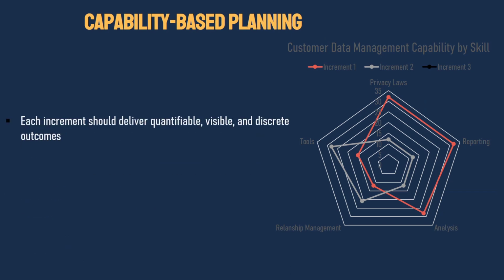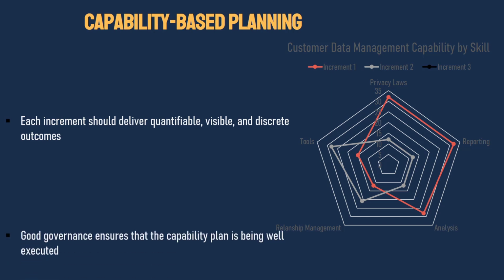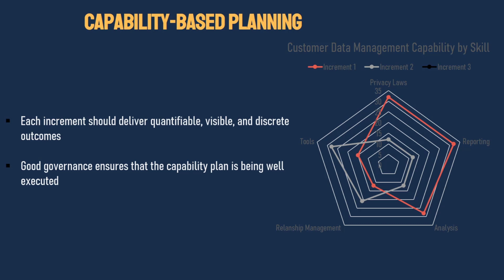Each increment that we produce should deliver some sort of quantifiable, visible, and discrete outcome. Good governance will ensure that the capability plan is being well executed and that we are actually growing our capability across multiple dimensions at a time. The spider diagram on the right shows each incremental jump and the improvement that we see across different dimensions.